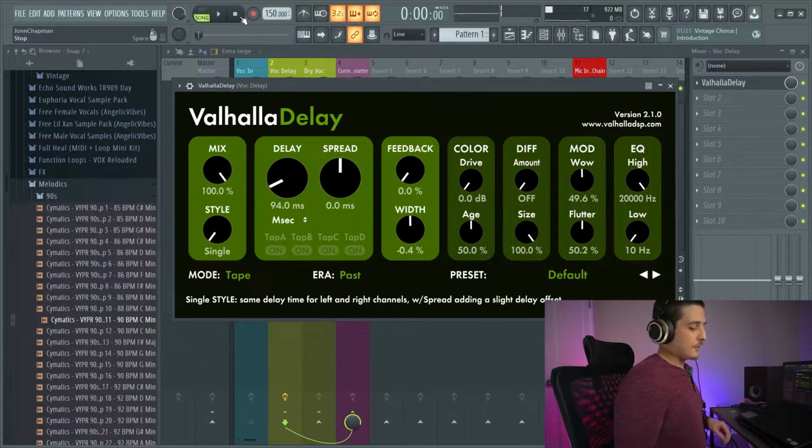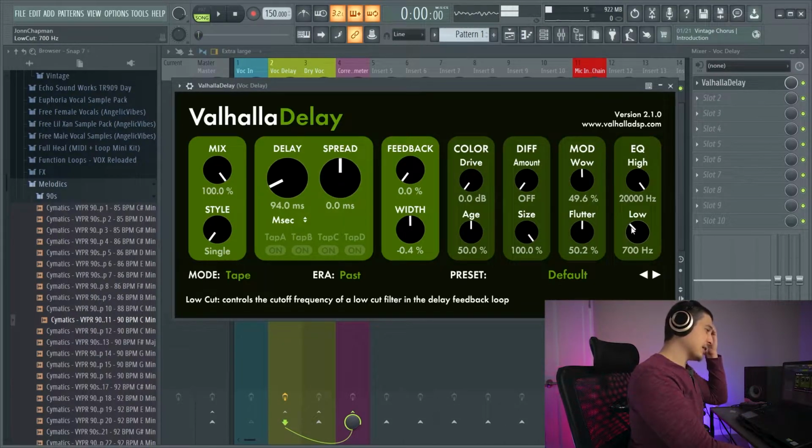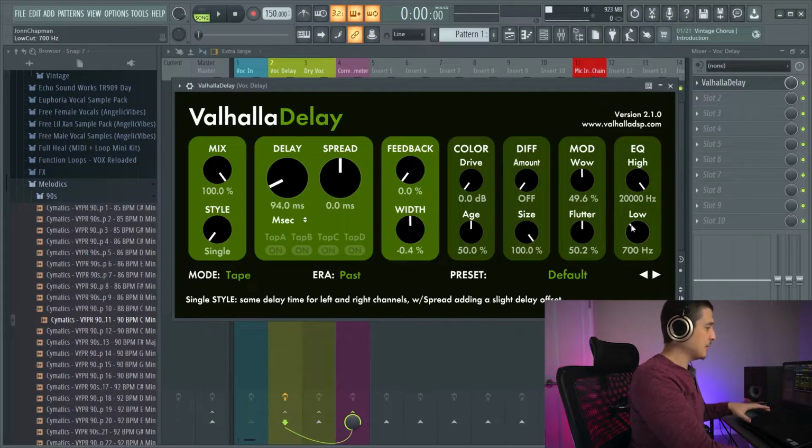Okay, I like it there. I don't want any low frequency buildup, so I'm going to start touching my EQ. These are EQ cutoffs. It's like a high pass, low pass filter. So we're going to set our high pass at around 700 hertz. Everything that's below 700 will cut off. I'm going to give it a listen, see if I want to change it.